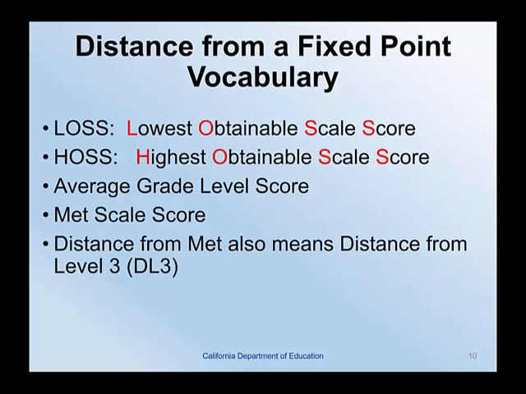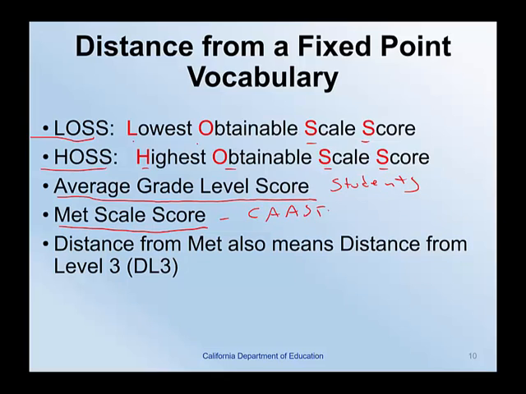Here's some vocabulary to be aware of. LOS stands for lowest obtainable scale score. HOS, highest obtainable scale score. You can see the acronym there. What you're really going to be interested in is knowing the average grade level score, because those are your students. And then we have the MET scale score, which is set by CAASPP. And then finally, there's some interchangeable vocabulary. Distance from MET, which is like MET standards, also means distance from level 3.